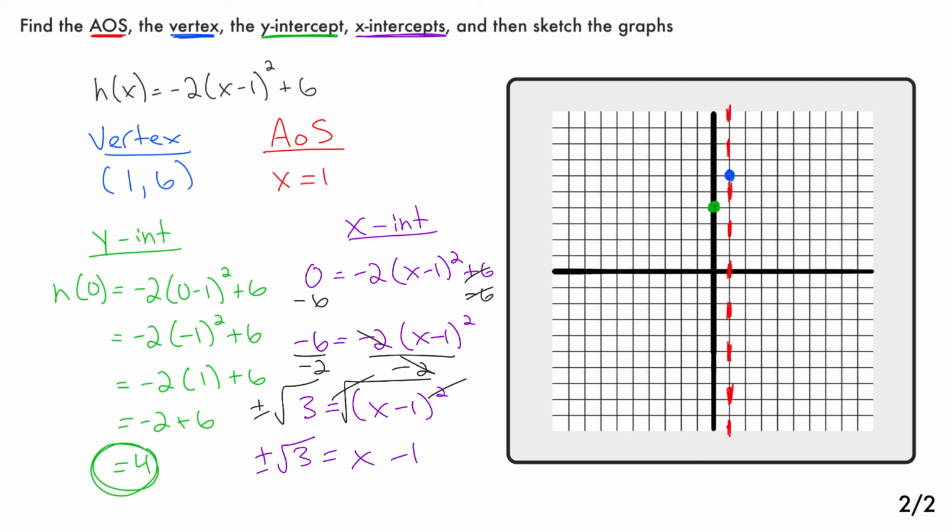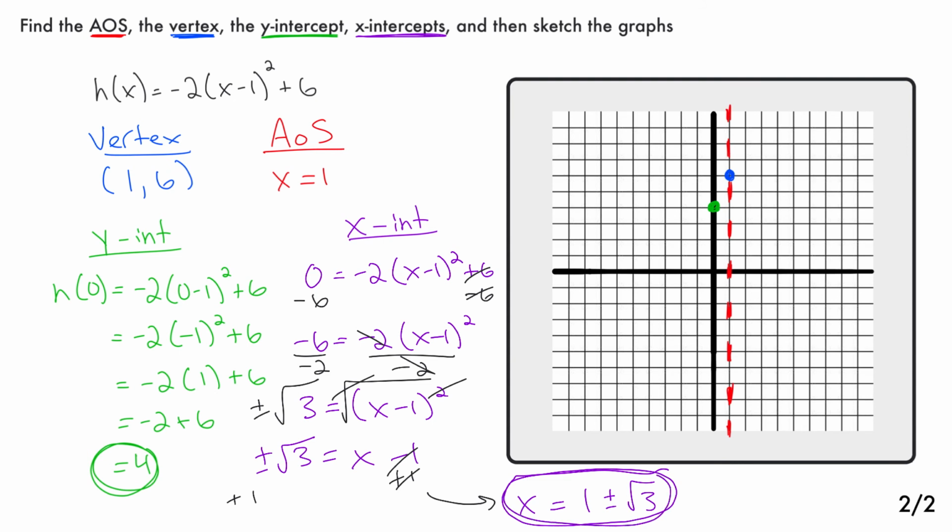Is equal to x minus 1. We're going to add 1 to both sides. So the 1's eliminate. I'm going to write my work over here. That means x is equal to 1 plus or minus the square root of 3. Now this is a really good algebraic answer.